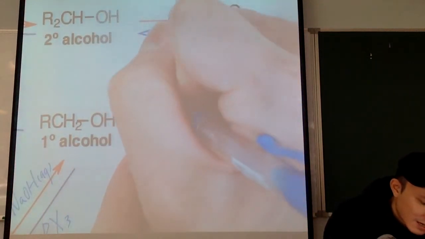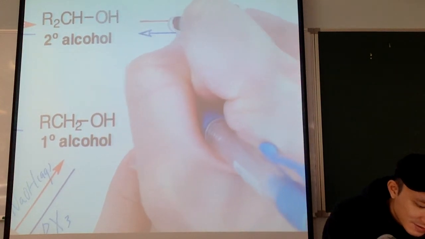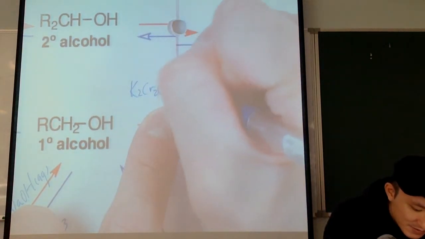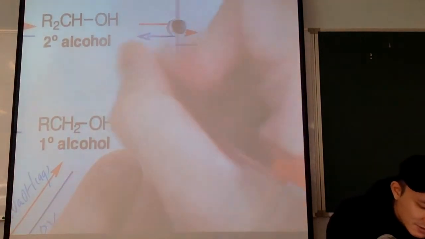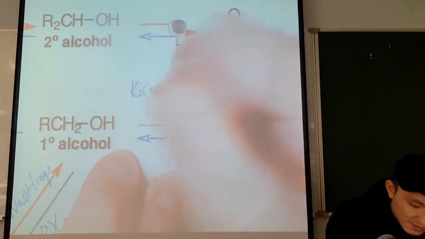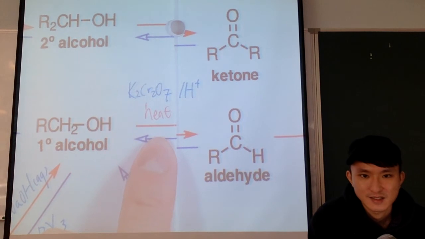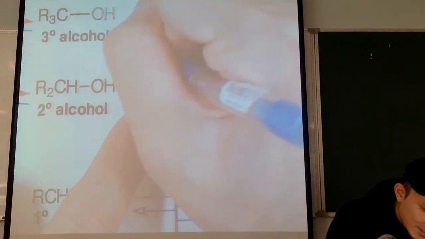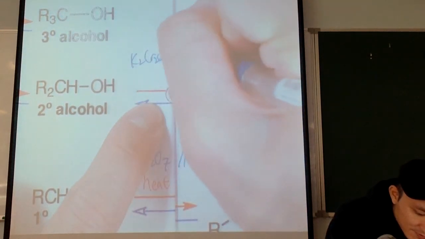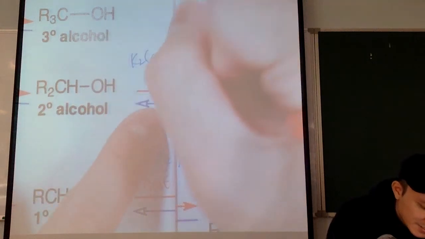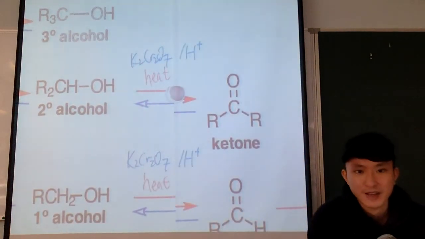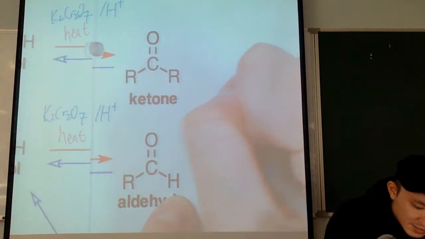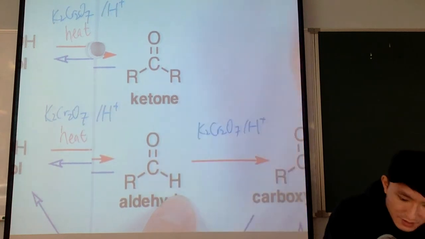They all require an oxidizing agent such as dichromate. Remember, in acidic conditions, and also remember, heating is necessary. So it would be the same for secondary alcohol: K2Cr2O7, H+, and then heat. Actually, this one, aldehyde to carboxylic acid, is the same: K2Cr2O7, heat.